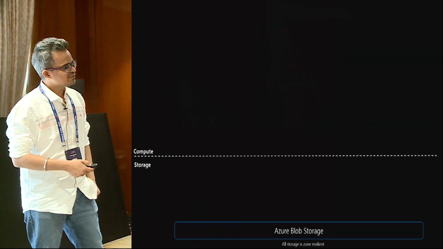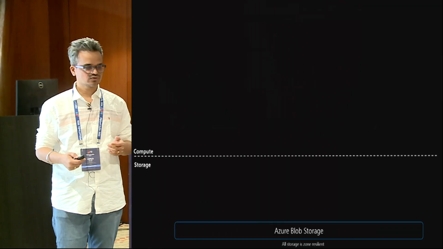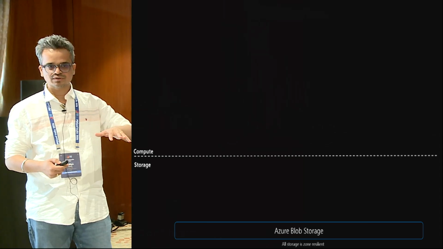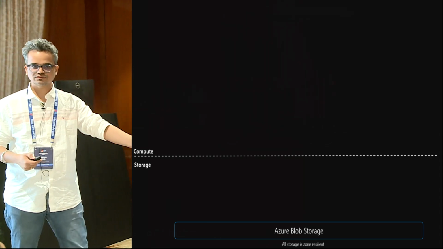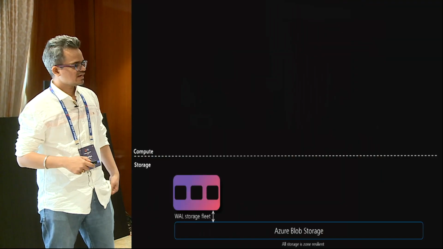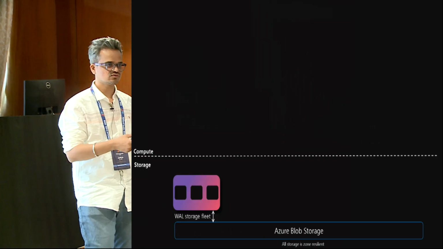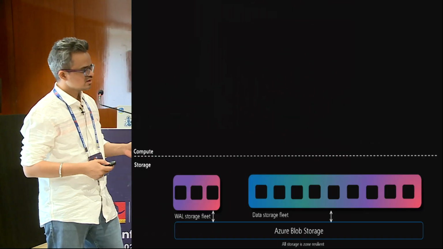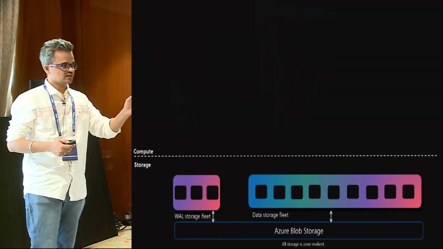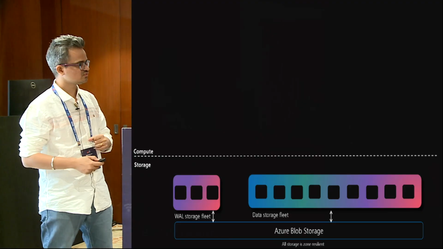So let's dive further into the Azure HorizonDB architecture overall. At the bottom you can see the durable storage, that is Azure Blob Storage. On top you have the WAL storage fleet, which has multiple nodes. Again it is zone resilient, like we discussed. Then there is the data storage fleet, where the actual data is stored, with different nodes overall, and the data storage fleet is also zone resilient.